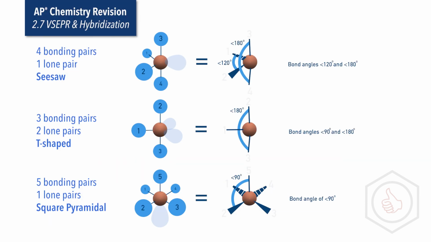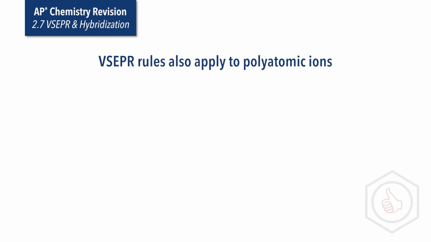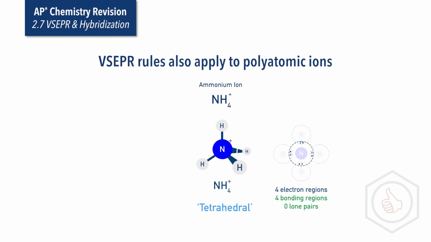As an extra note here, the rules that we use for VSEPR theory also apply to small polyatomic ions, such as NH4+ ions, which are tetrahedral, and NO3- ions, which are trigonal planar.